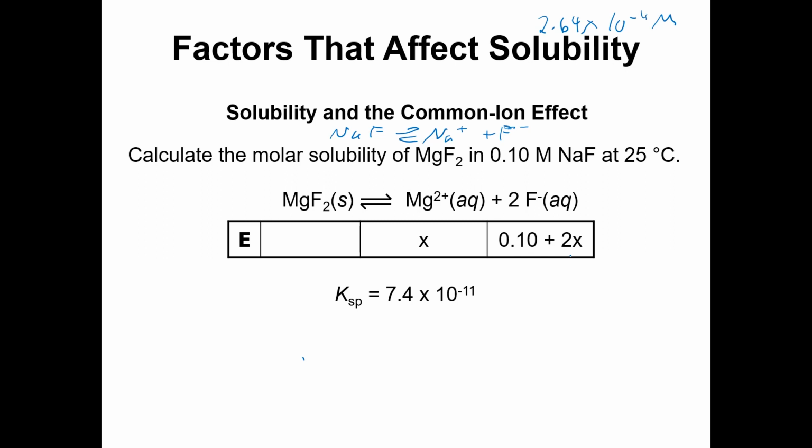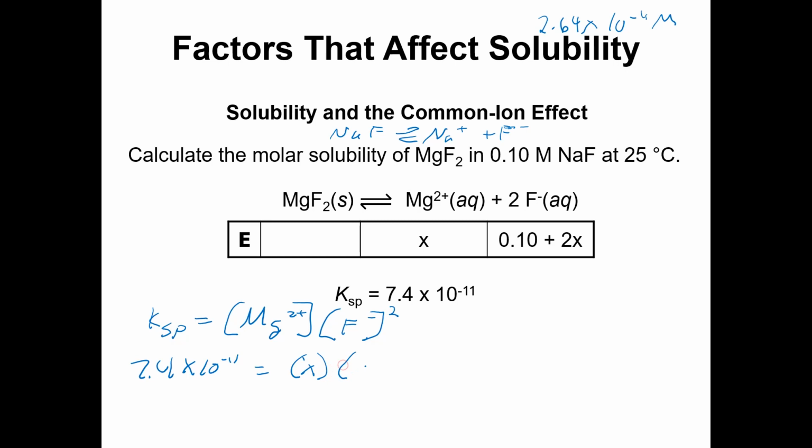So let's work this out and look at the difference in the molar solubility when we dissolve magnesium fluoride in water versus magnesium fluoride in 0.10 molar sodium fluoride. The Ksp expression isn't going to change. We have the concentration of magnesium times the concentration of fluoride squared. So we have 7.4 times 10 to the negative 11th equal to x times the concentration of fluoride squared.